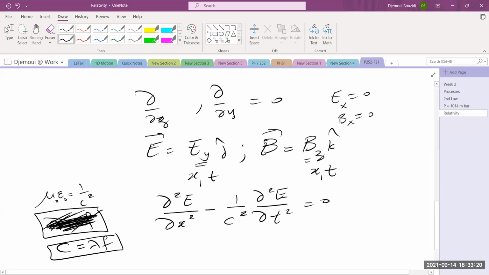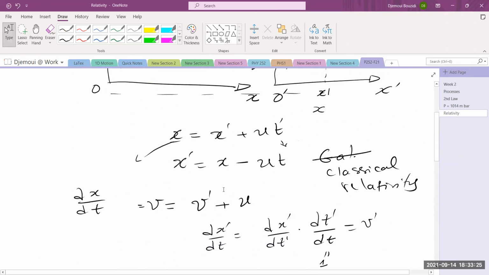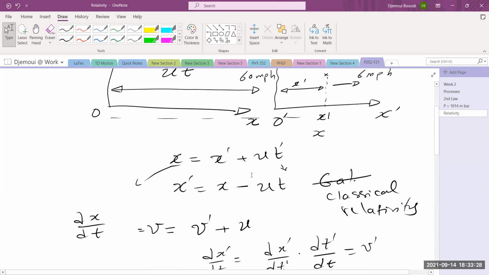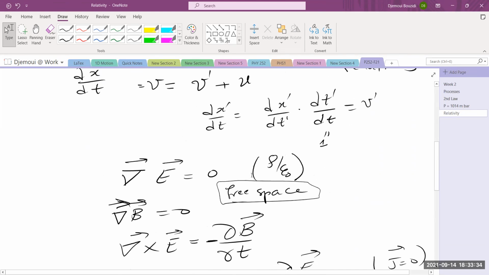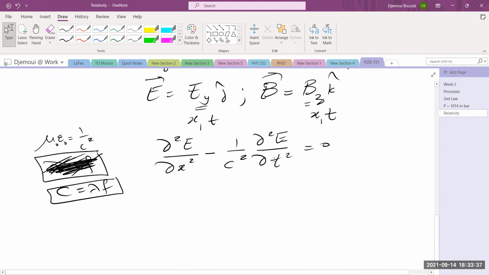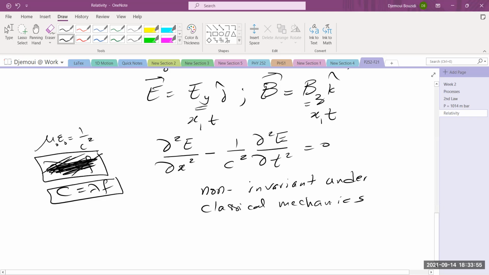Well, this equation is a problem for us. This entire electromagnetism is a problem if Galilean classical mechanics is true. So we needed to fix that. We needed to fix classical mechanics, if you wish, to be compatible with this equation. This equation becomes non-invariant under classical mechanics transformations, and we have to fix that. That's where we were toward the end of the 1800s, toward the end of the 19th century.